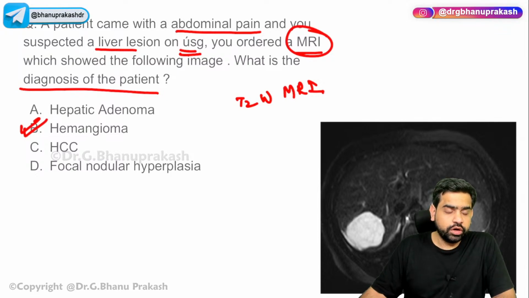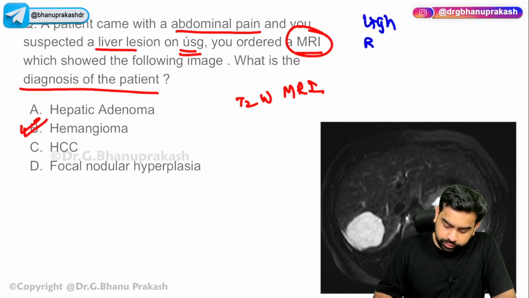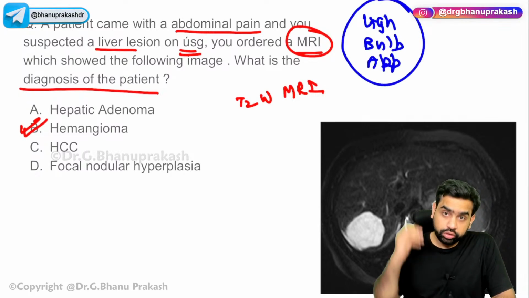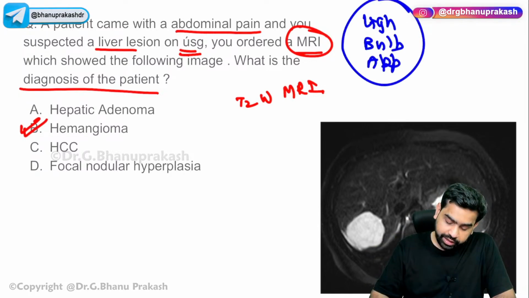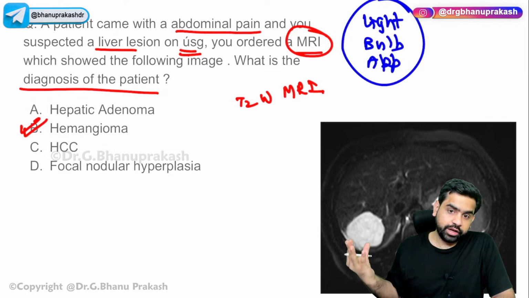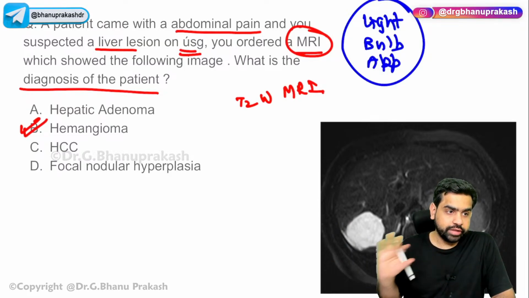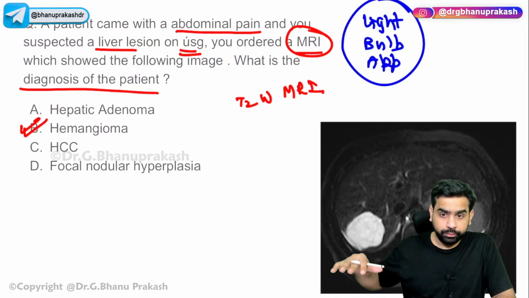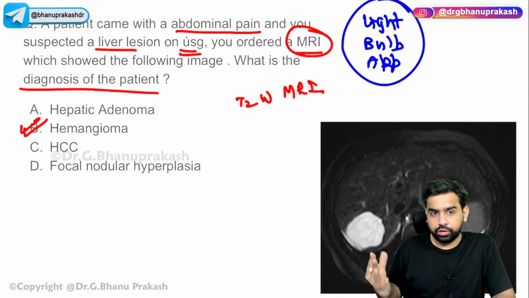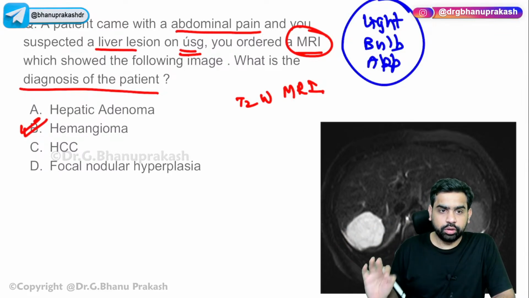Have you ever heard of the light bulb appearance? The light bulb appearance in patients with hemangioma. It appears like somebody has lit a bulb in an entire black surrounding. In the MRI everything appears black, but the hemangioma appears white. This is your light bulb sign which you find in patients with hemangioma.